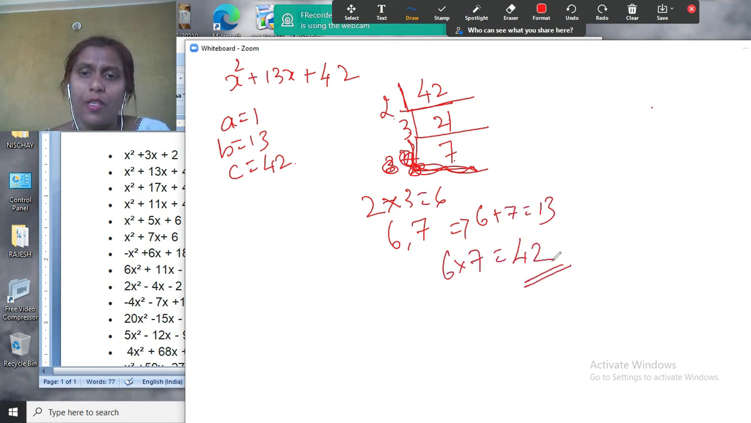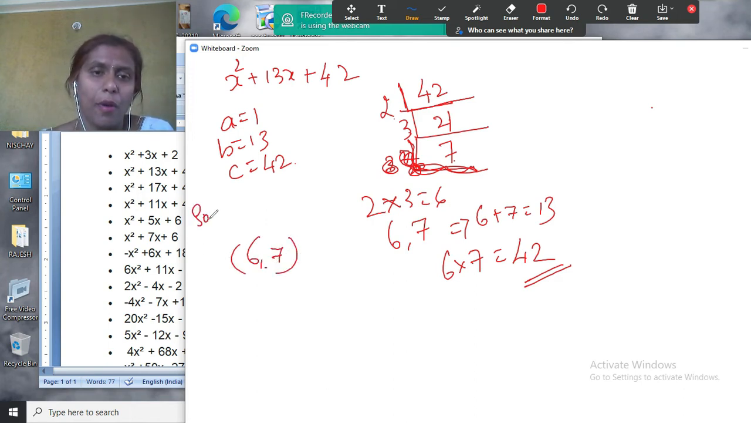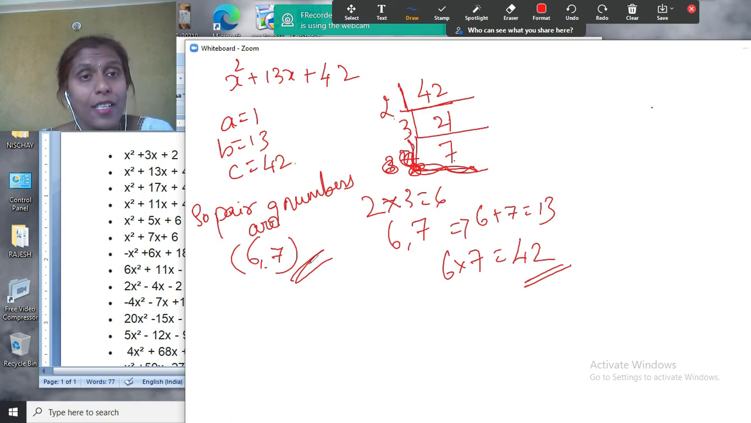So my pair of numbers are 6 comma 7. So I got it. Next, how will you utilize? We'll see that later. Now, probably in this example, you would have understood a little more. Getting the pair is a different thing.